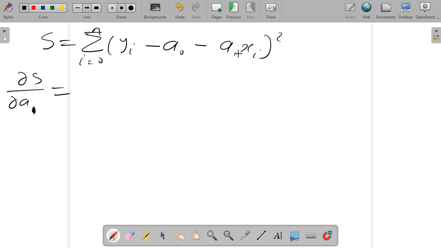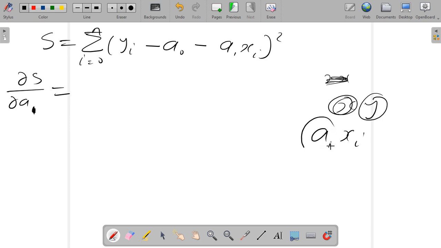So don't forget the method. Differentiate the bracket and multiply by the differentiation of everything. If I differentiate this bracket, I'm going to have minus xi, because the differentiation of a1 xi with respect to a1 is xi. You understand? This xi, I cannot bring outside this summation because it has i on it.